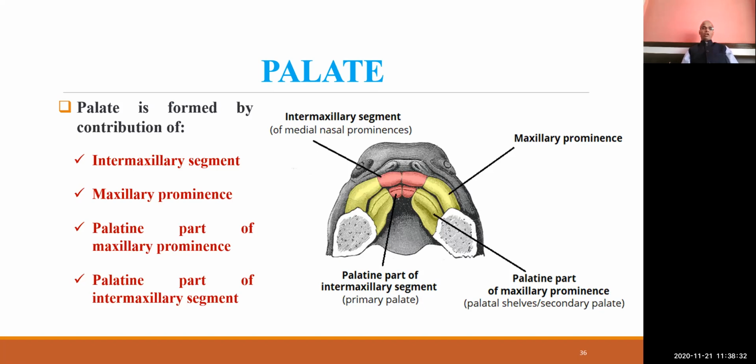The palate is formed by the contribution of four elements. One is the intermaxillary segment. This is from the medial nasal prominence. The intermaxillary segment forms from either side's counterparts of the medial nasal prominence. It forms the anterior part of the palate. Then the maxillary prominence, the palatine part of the maxillary prominence, and the palatine part of the intermaxillary segment. So these four parts contribute in the formation of the palate.